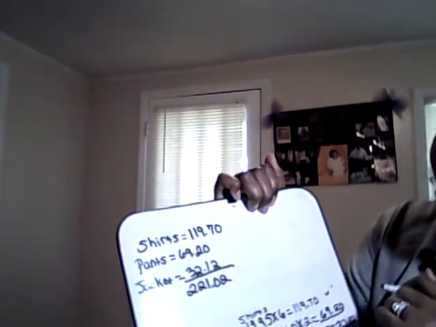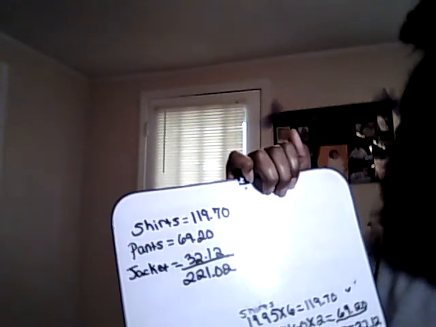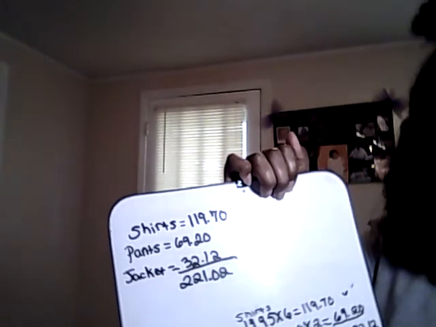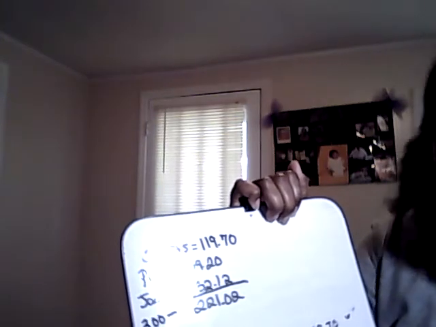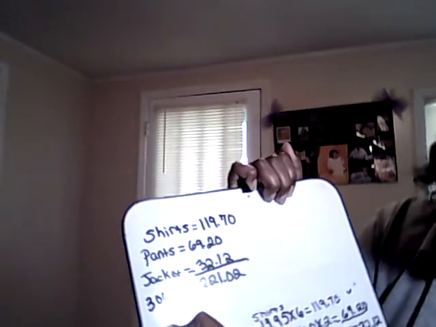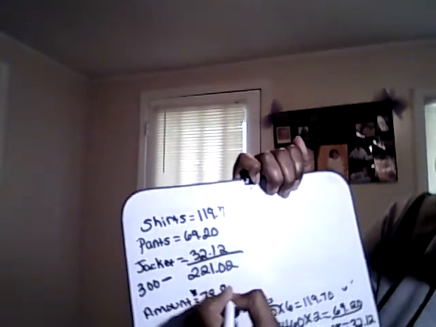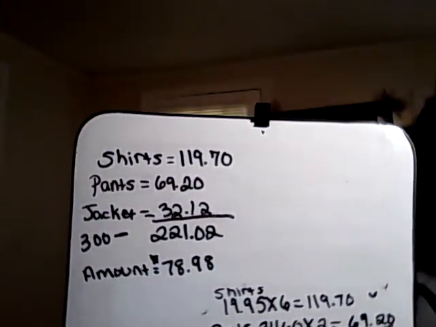Now he gave the cashier $300, so we have to figure out how much he's gonna get back. So I'm gonna say in the calculator 300 minus this amount, $221.02. So the amount he's going to get back is $78.98.